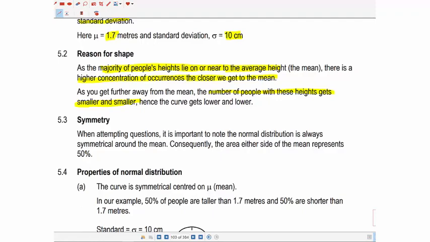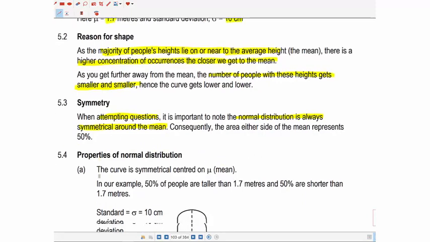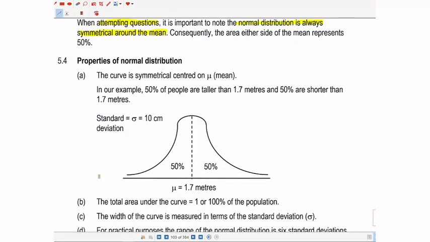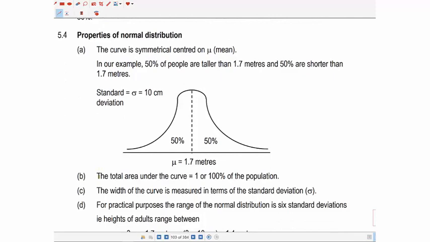When you're attempting questions in the exam, it's important that you understand this. So it's important to note that the normal distribution is always symmetrical around the mean. So what we mean by that is 50% of adults in the UK will be taller than 1.7 metres and 50% of adults in the UK will be smaller than 1.7 metres.